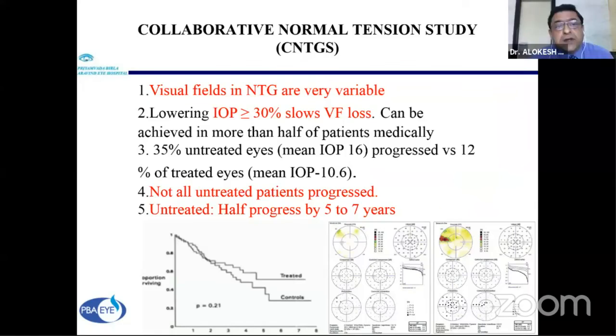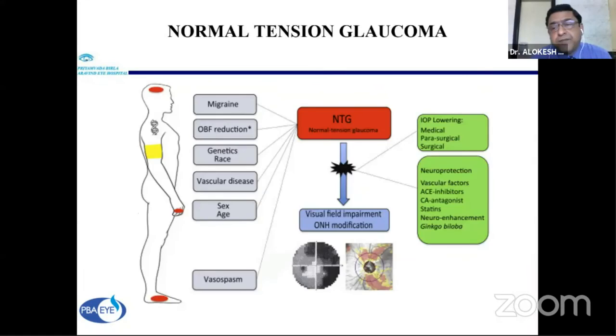Finally, coming to the Collaborative Normal Tension Glaucoma Study, it showed quite conclusively that visual fields in normal tension glaucoma are very variable. However, lowering the IOP by greater than 30% slows down the visual loss. But it is important to note that not all untreated patients progressed, but if they're untreated, about half progress by about 5 to 7 years' time. This would all in all perhaps summarize the phenomena of normal tension glaucoma.